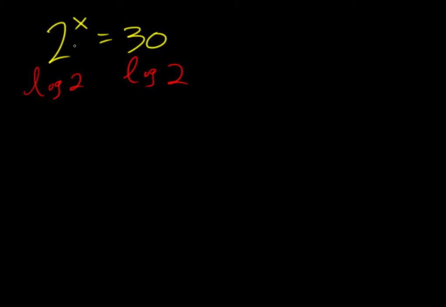Hey math kids, today we're going to talk about solving exponential equations using logarithms. They want us to solve this equation exactly. The way we get rid of a 2 is we're going to say log base 2 of both sides. When we do that, 2 cancels log base 2, so it's just x. And then this is going to be log base 2 of 30.